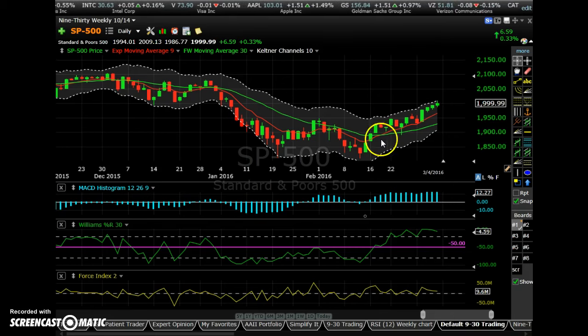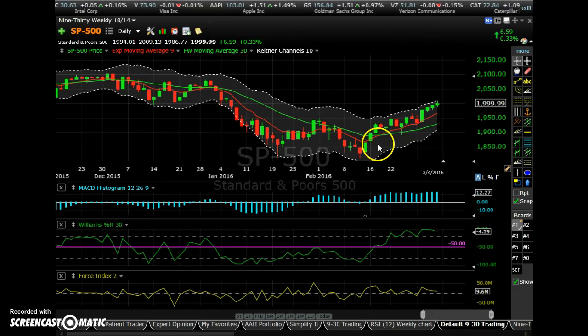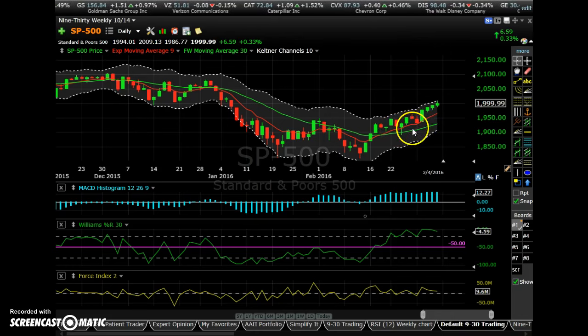Now, with the 930 system, Rick's experience and his research indicate that when the 9 crosses over the 30 for the first time, one of the most reliable buy signals is the first close below the 9 EMA. We don't have that yet. It didn't quite close below the 9 EMA here.